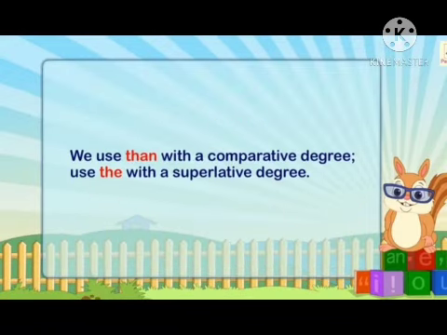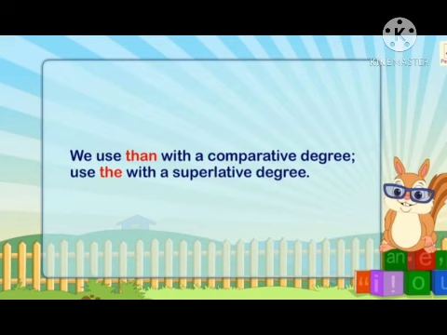We use than with the comparative degree, use the with the superlative degree. Okay, when we have to change the degree, at that time we use than with the comparative degree when two objects are there, and in superlative we use the. Okay, so these were the rules for degree of comparison.